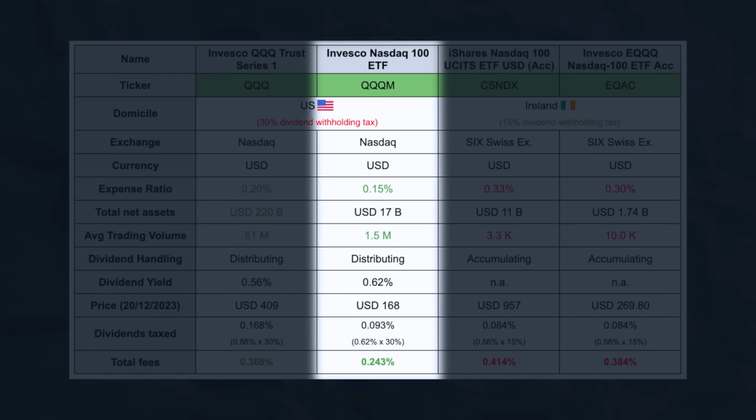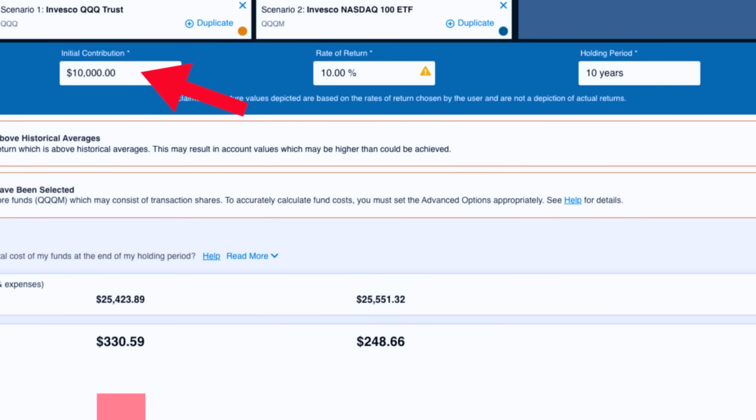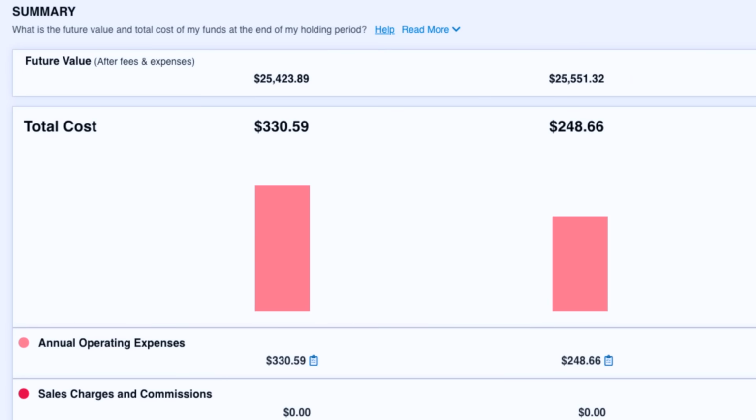However, if you are planning to invest in it over the long term, then QQQM would be a better choice. That's because even with just a tiny 0.05% difference in expense ratio, it can make a huge difference over the long term. So let's say I'm investing $10,000 into both funds and both of them give a 10% rate of return for 10 years. After 10 years, my QQQ would be worth $25,423, whereas my QQQM would be worth a little more at $25,500.